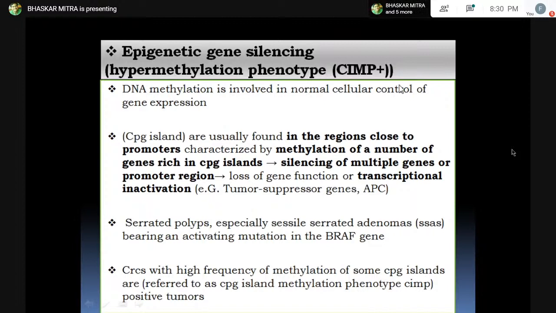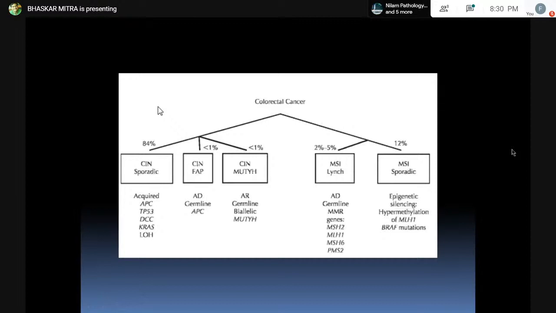So if we think of it in a simplified way, it is two groups. One is the chromosome instability group that may be sporadic, associated with APC, P53, KRAS, loss of heterozygosity. It may be germline with the APC mutation. There are some polyposis coli groups where there is an absence of APC mutation. There we find MUTYH mutation, germline, in these cases. These are the chromosome instability group.